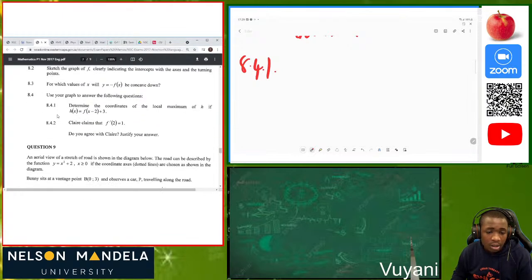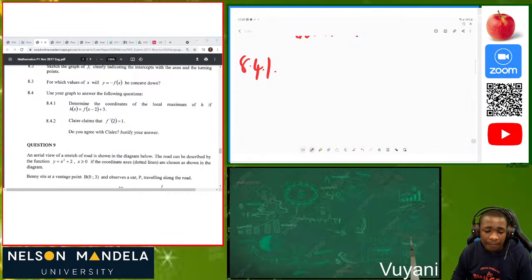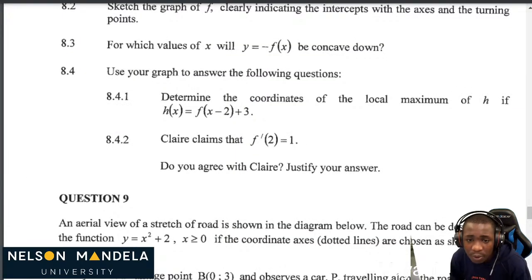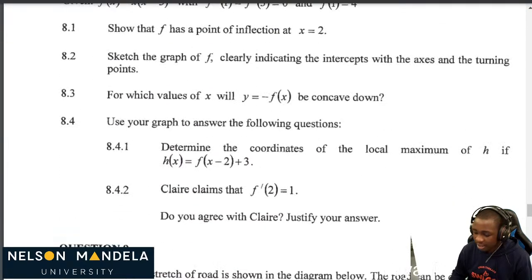8.4.1. Use your graph to answer the following question. Determine the coordinates of the local maximum of h if h of x is f(x minus 2) plus 3. The local maximum. What is our local maximum? The local maximum is when the graph here is the local maximum, guys. Okay, that's our local maximum.